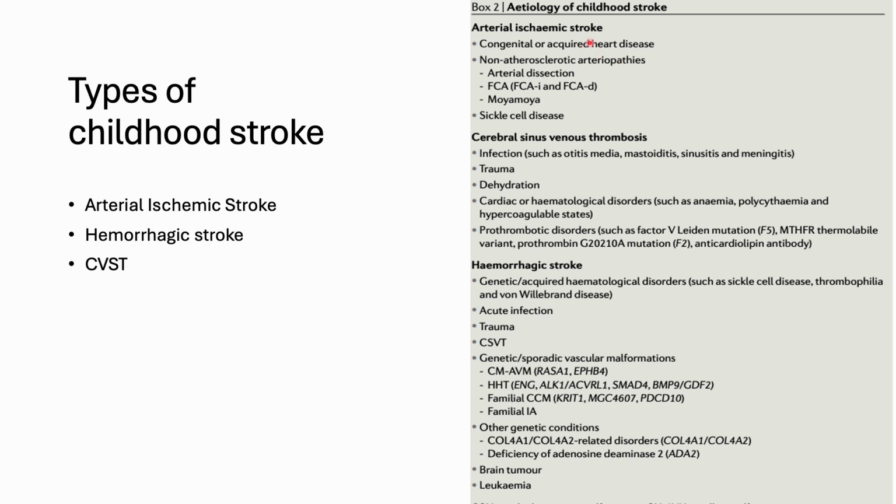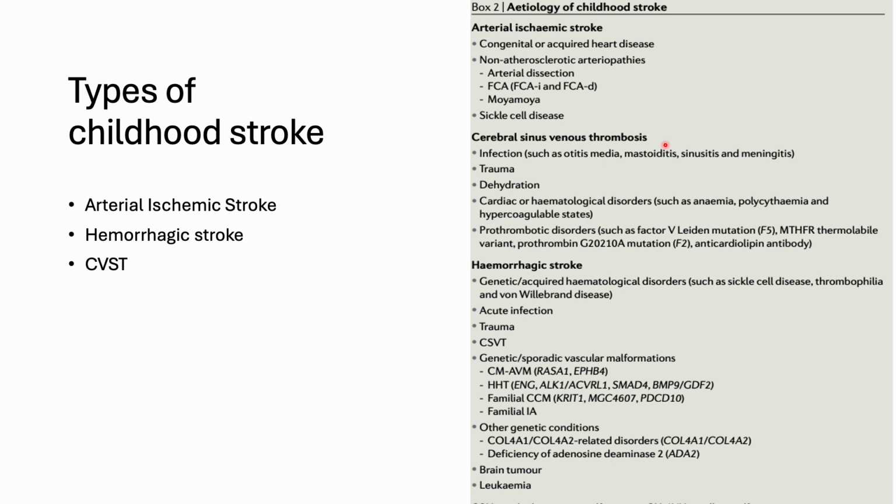And the causes of childhood stroke, so whilst they do have arterial ischemic strokes, these will be non-atherosclerotic in etiology and include causes such as focal cerebral arteriopathy, which can be both of the inflammatory and dissection type. Also entities such as Moyamoya, as well as sickle cell disease. The other main causes of stroke are cerebral sinus venous thrombosis and also hemorrhagic stroke.